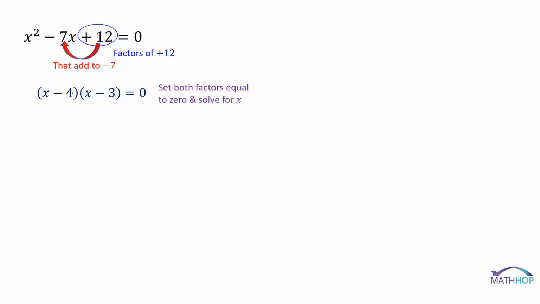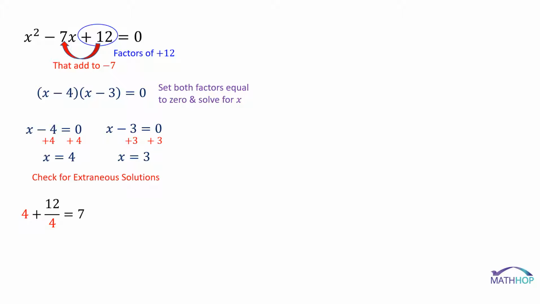Set each factor equal to 0 and solve for x. So we say x minus 4 equals 0, x minus 3 equals 0. Solving x minus 4 equals 0, add 4 to both sides, x equals 4. Solving x minus 3, add 3 to both sides, x equals 3. Now let's check them. I remember the only thing excluded from my domain was 0, so these should be good, but let's check them in case I messed up my domain. So 4 plus 12 divided by 4 equals 7. Well, 4 plus 3 does equal 7. Now 3 plus 12 divided by 3 equals 7, and 3 plus 4 does equal 7. So my answers are x equals 4 and x equals 3.